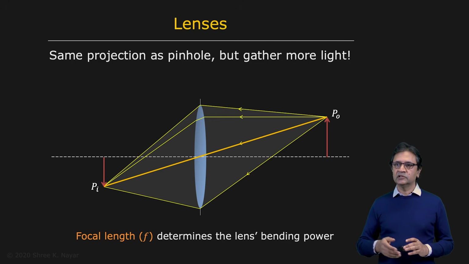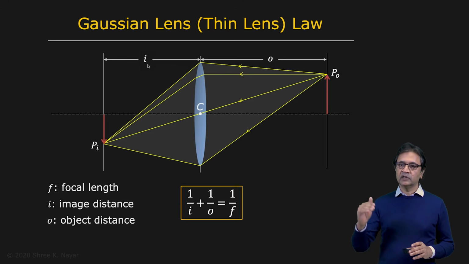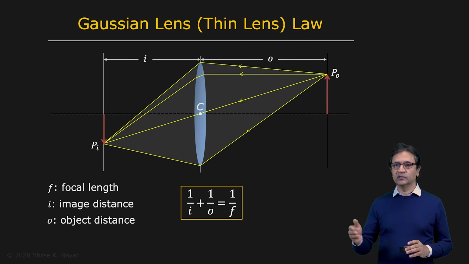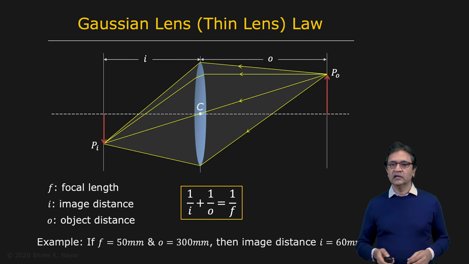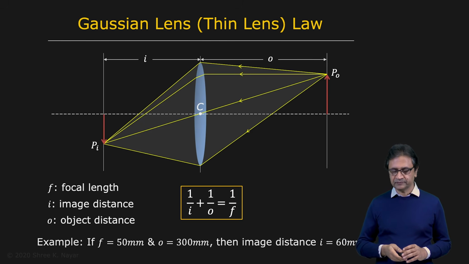Now let's look at the relationship between the position of the point P0 and the position of its image Pi. Let's say that the distance of the point P0 from the lens is O, and the distance of its image, that's the distance of the point Pi, is I. Then 1 over I plus 1 over O is equal to 1 over F, where F once again is the focal length of the lens. So for instance, if you use a lens with a focal length of 50 millimeters, and let's say the object happens to be at 300 millimeters, then the image distance is going to be 60 millimeters.